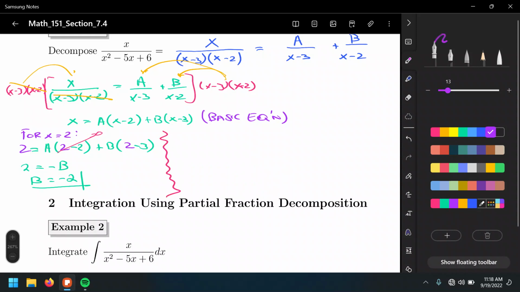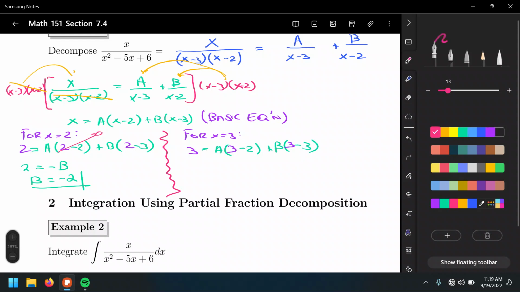We already found b, we need to find a. Can we think of a clever number to get a? x equals 3. So for x equals 3, that's 3 equals a times 3 minus 2 plus b times 3 minus 3.